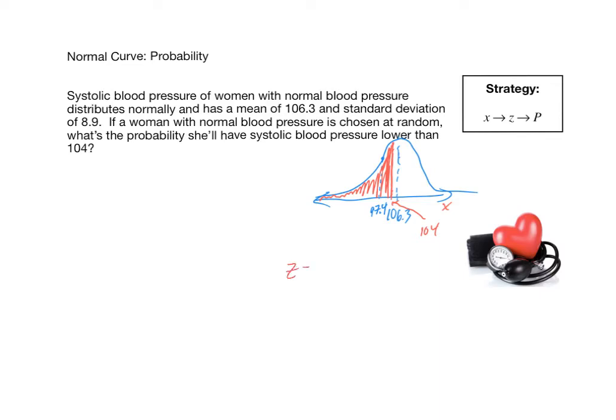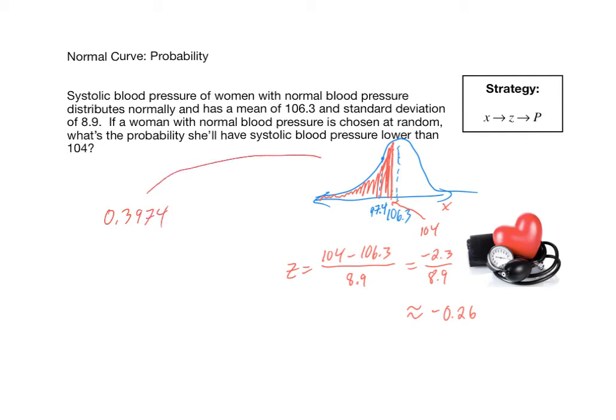So we've got z equals, the raw score is 104, minus the mean is 106.3, divided by the standard deviation is 8.9. And on the top here, we get negative 2.3 divided by 8.9. And remember, our standard normal distribution has the z-scores rounded to the 100th position. Doing this division, you get negative 0.26. If you now look at the standard normal distribution table, the area to the left of a z-score of negative 0.26 is 0.3974.